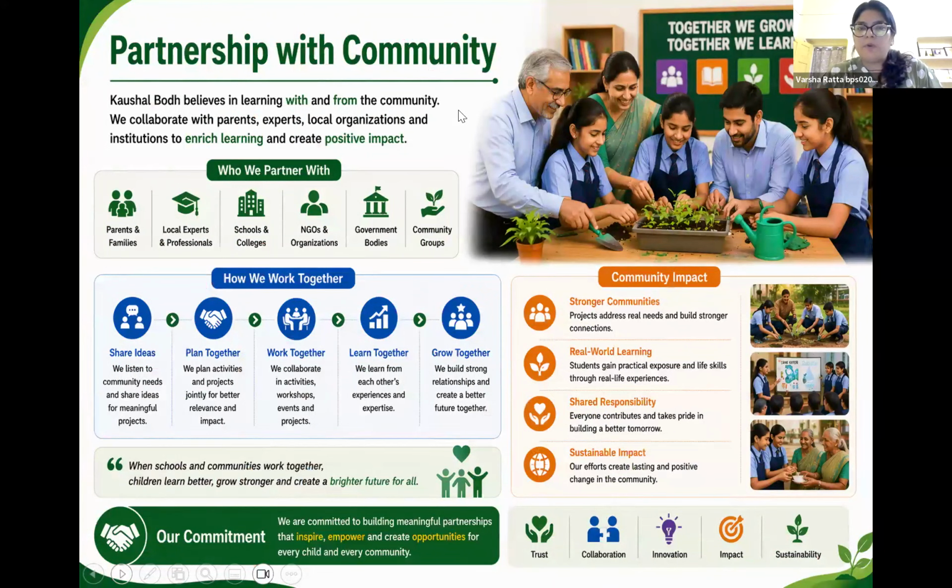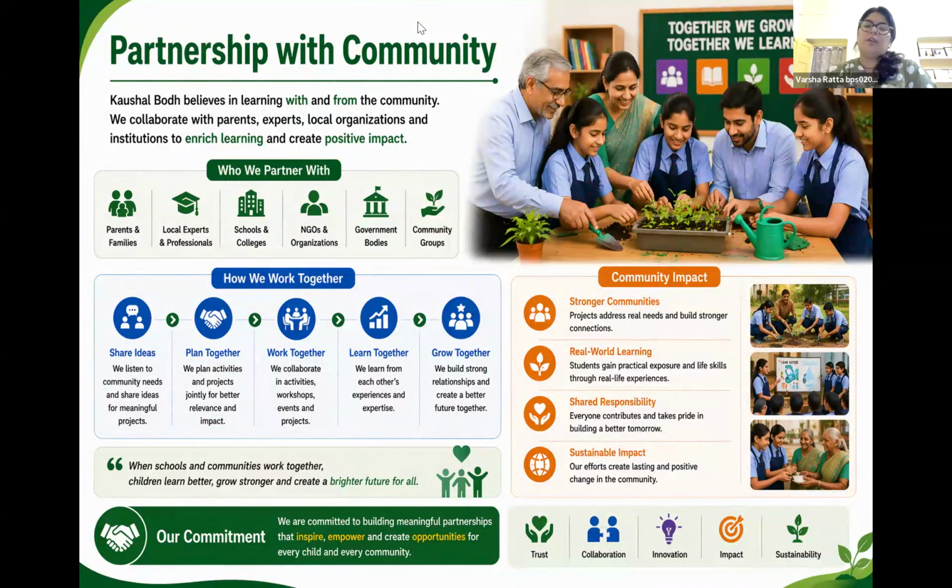Now, partnership with community is also an important part of Kaushal Bodh. We learn together and grow together. Community is to be taken care of. Community means all your stakeholders. Most of us know who our stakeholders are. But for those who don't know, stakeholders are teachers, parents, people working for you, your vendors, people outside your school. जिससे भी आपका process जुड़ा है आपके school का, they are your stakeholders.